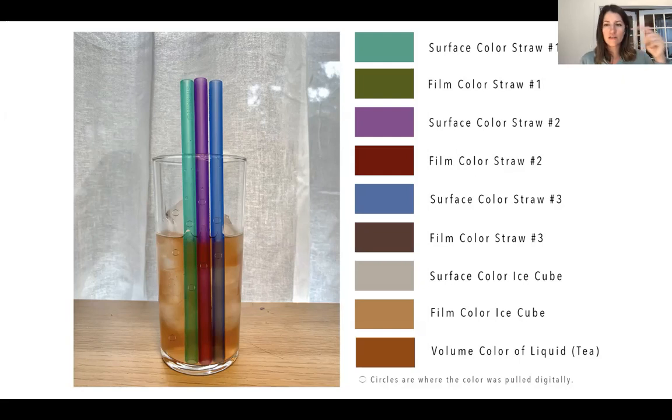And note that each of these are different colors. That's the whole point, right? So use the terminology to properly define why the first green is different from the second green, and it's because there's a film color, and that is related to the volume color.